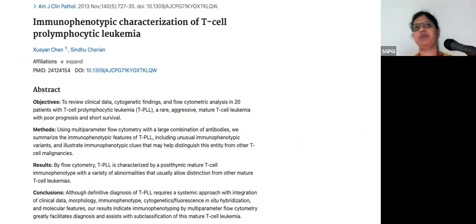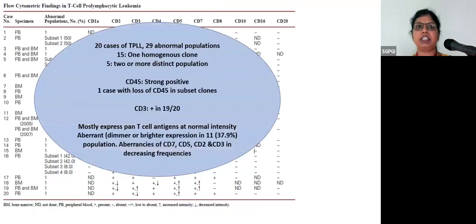Now, since we are dealing with the flow cytometric approach, a bit about the immunophenotypic characterization of T cell PLL. From a series of 20 cases, we can see that the majority have a homogeneous clone, but a few may have 2 or more distinct populations, as you might have witnessed yesterday in Dr. Jasmita's talk. There can be biclonal populations in CLPDs also. Usually CD5 is strong positive, but you can have cases which lose CD45. CD3 may be weak, or it may also be lost in a small proportion of cases. Most express pan T cell antigens at normal intensity, and there can be aberrancies in decreasing frequency of 7, 5, 2, and 3.